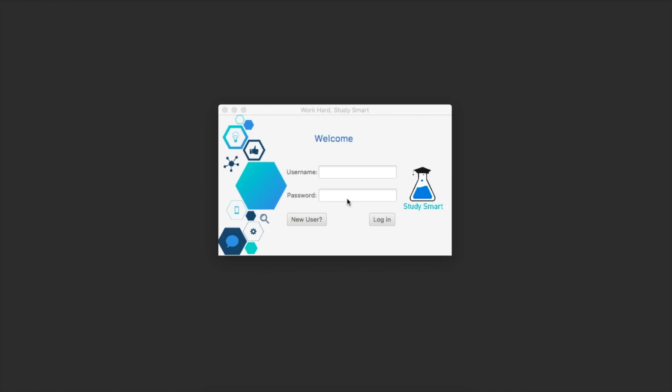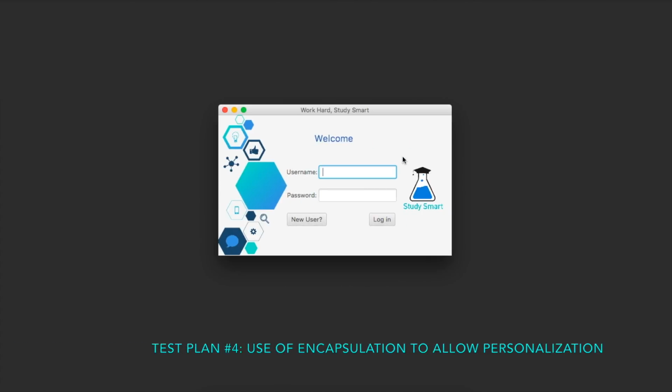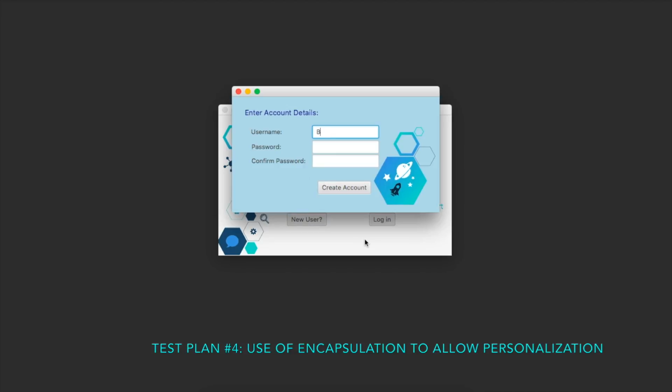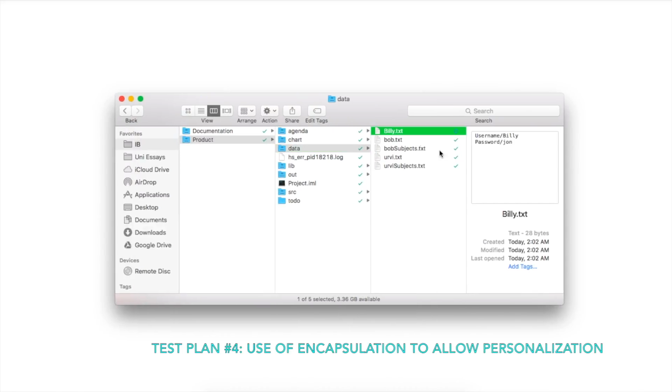There's a login facility provided as detailed by Test Plan 4, where the user can enter a previously set username and password or create a new user. All user data is stored in text files in the product folder, as seen over here. So if I create a new user named Billy, we can see the new text file over here.